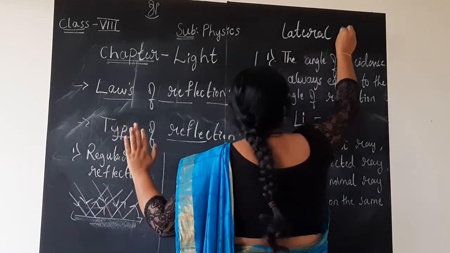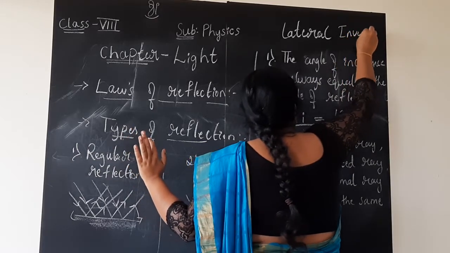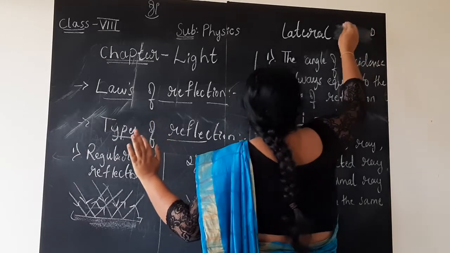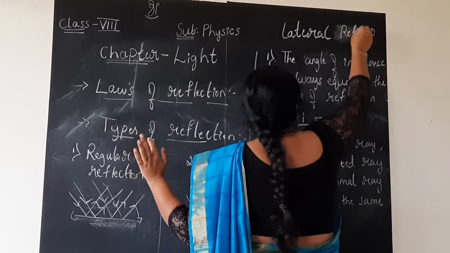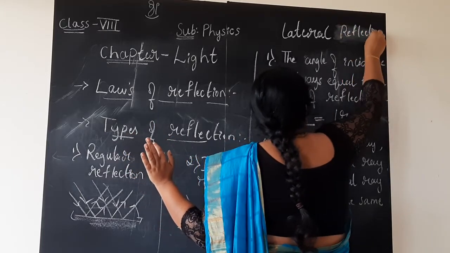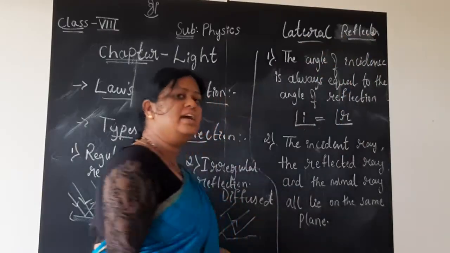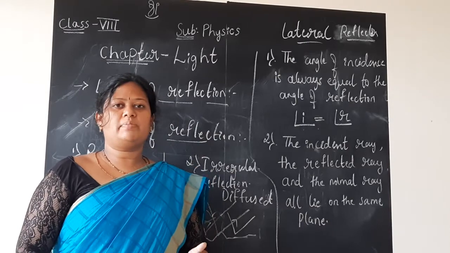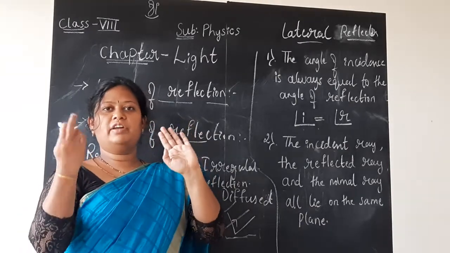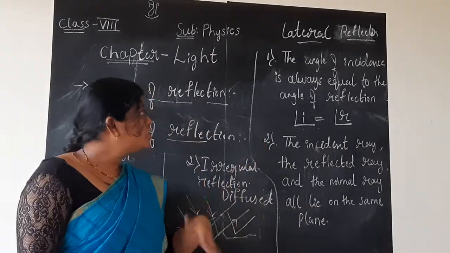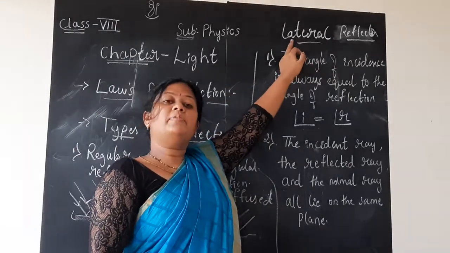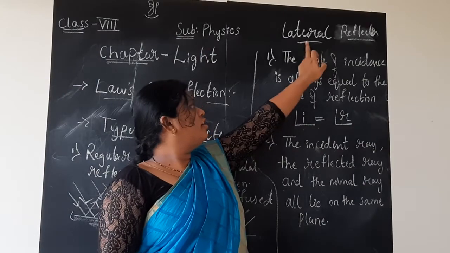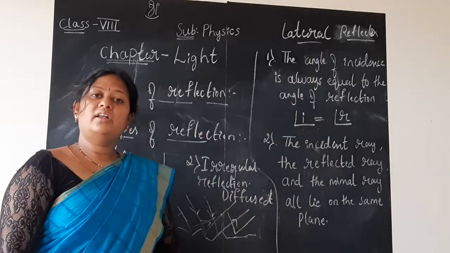Lateral inversion or lateral reflection, you can tell. Lateral reflection. Why the name lateral reflection? You think lateral means something which is happening sidewise. Yes, that is what is happening. Right hand appears to be left, left hand appears to be right. So such type of reflection which is happening in the plane mirror when you stand in front of it is called the lateral reflection.